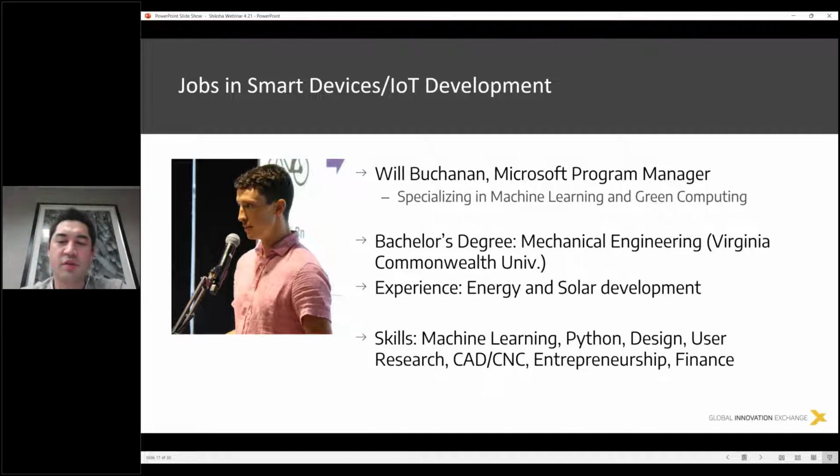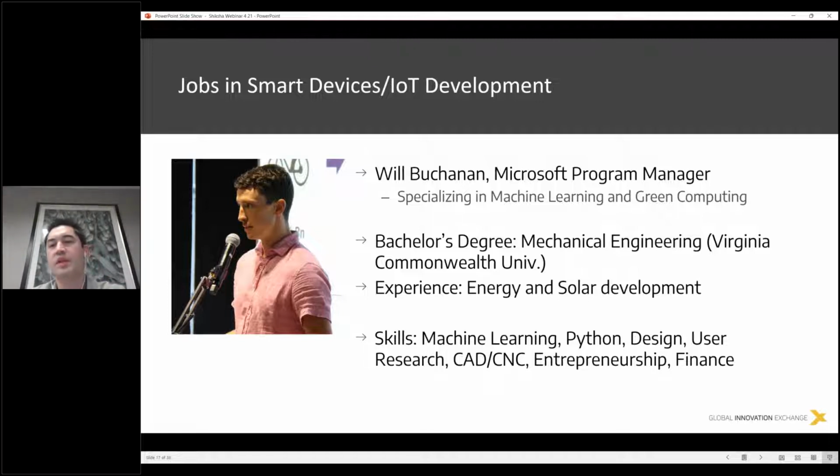He was definitely able to learn a lot of design and user research. He was even able to learn a lot of prototyping skills within the program, so things like computer-aided design, computer and CNC design, and then of course entrepreneurship and finance. And he uses all of those in his role as a program manager at Microsoft within Microsoft Azure.